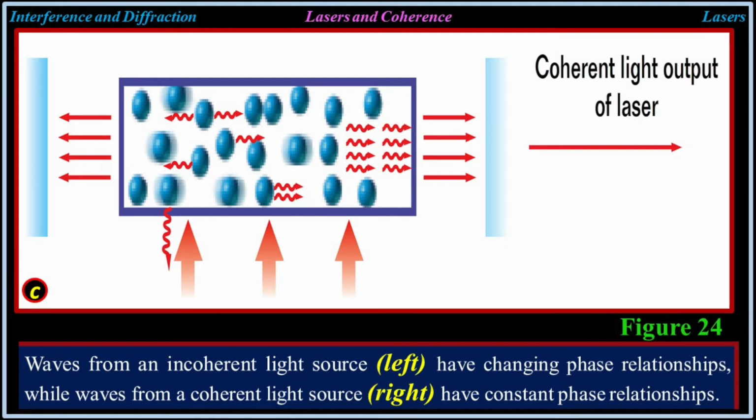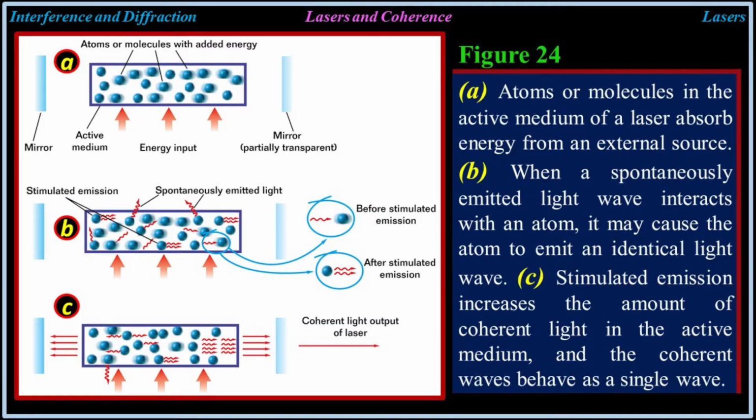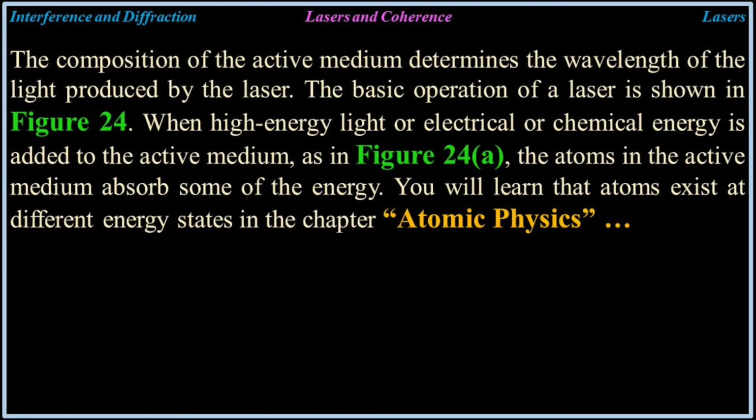When an incoherent light source (left) has changing phase relationships, waves from a coherent light source (right) have constant phase relationships. Here you're putting it all together. Figure 24. Please study it carefully and compare A, B, and C directly. The composition of the active medium determines the wavelength of the light produced by the laser. The basic operation of a laser is shown in figure 24.